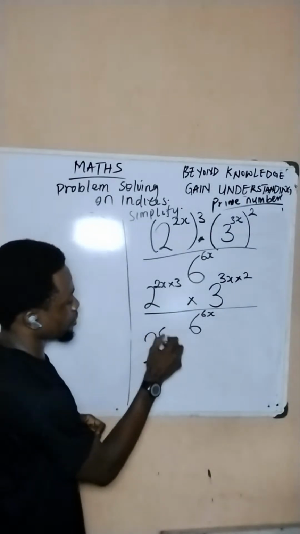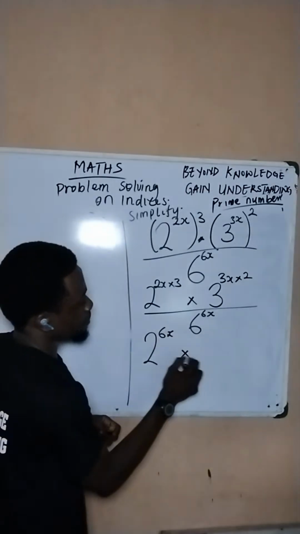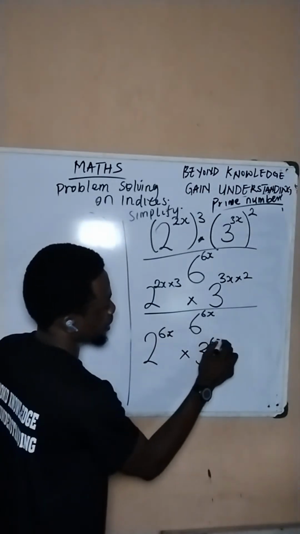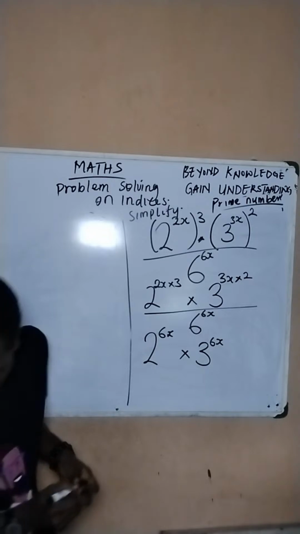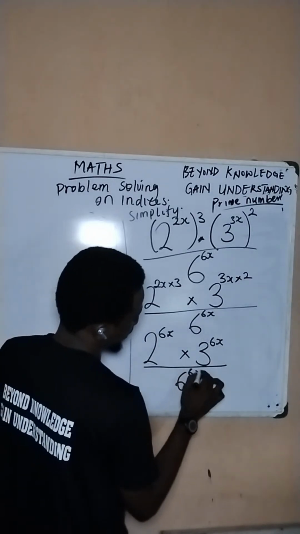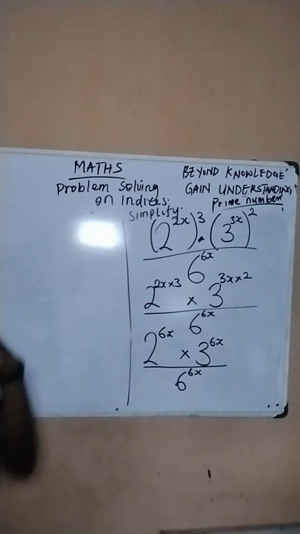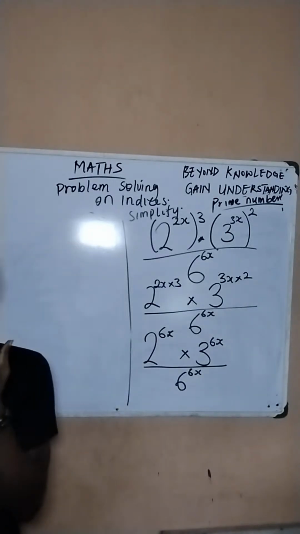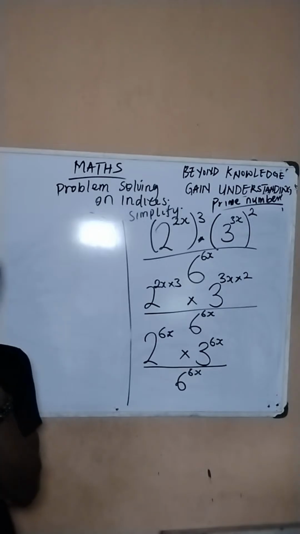So this is as simple as 2 raised to the power of 6x multiplied by 3 raised to the power of 6x. This is what we have at this point. Then everything divided by 6 raised to the power of 6x. Now, what do you think we can do here? Because we're not done with the simplification yet.